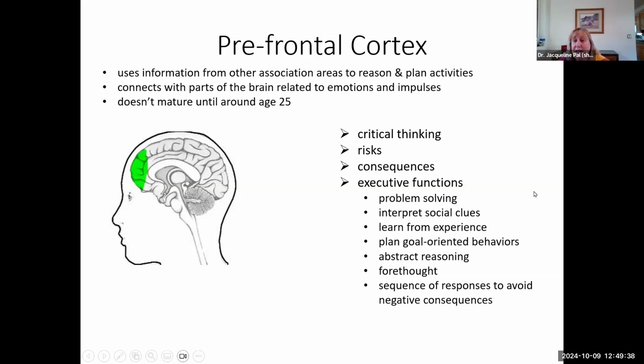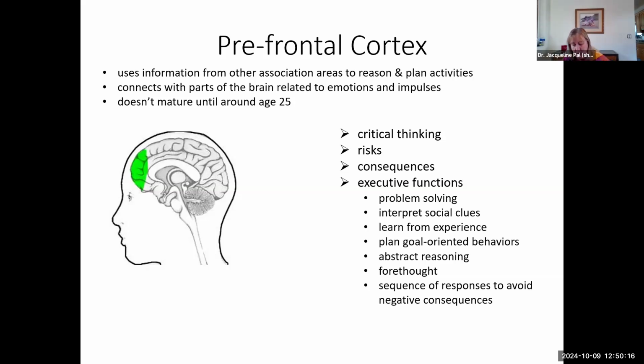There's a reason why executives are not 20 years old in all the companies. There's a reason why youth cannot interpret the social clues, why your parents tell you don't do that, and you think they're picking on you. It's because their prefrontal cortexes are well developed. They understand, they have learned from experience. They can plan behaviors. They know the abstract reasonings. They have forethought. They know what to do to avoid negative consequences.